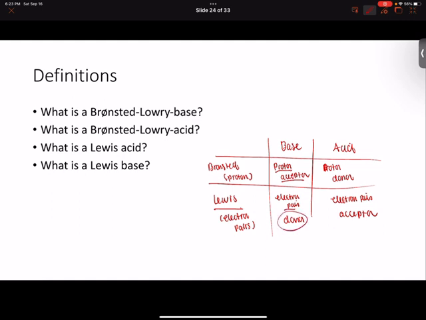So if you already know the definition of one, you can kind of build this chart, and then you would already know the definition for each one. So throughout the rest of these slides, I would really recommend to do a little chart and then really use it, and it's really gonna help you out with Bronsted-Lowry bases and acids.